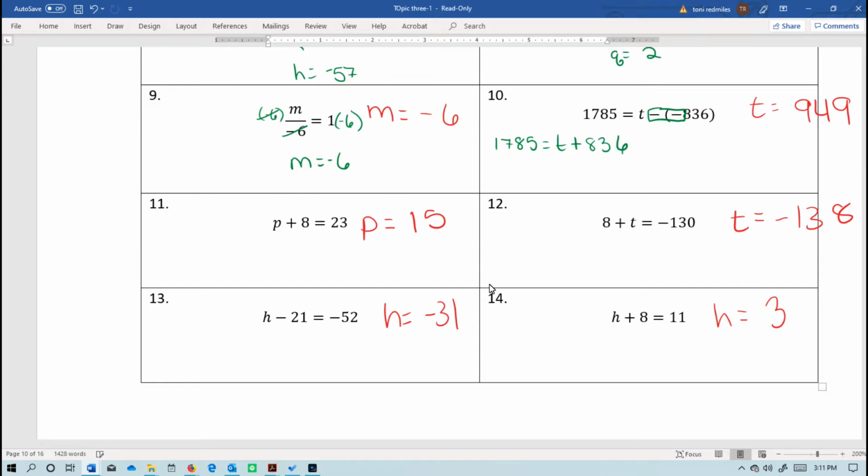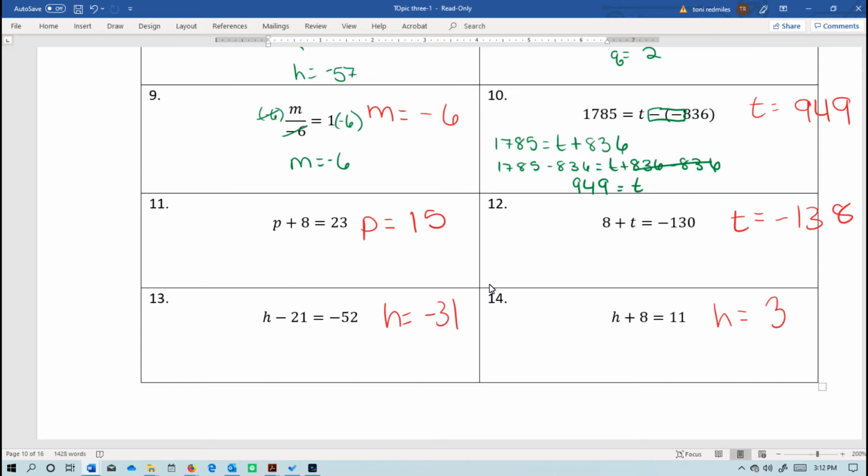Okay? Now, to get that 836 away from the t, it's adding the t, so I have to do the opposite operation of subtracting it. And what I do to one side, I have to do to the other side as well. So I'm going to subtract 836 from both sides. That is going to give me a 0, leaving me just with t. And if I subtract these two, I get 949.